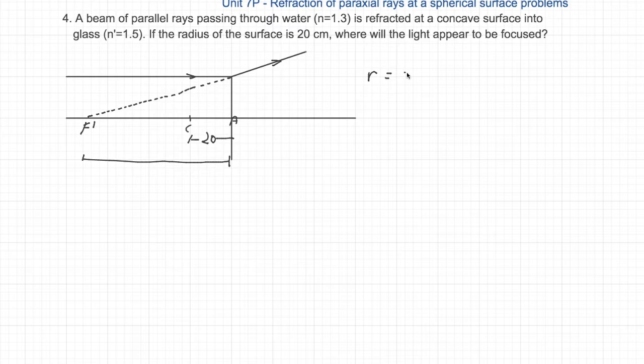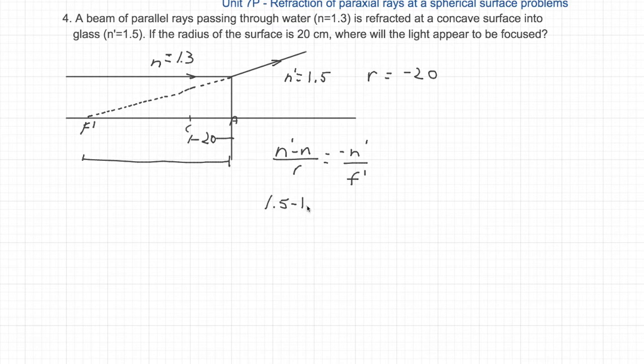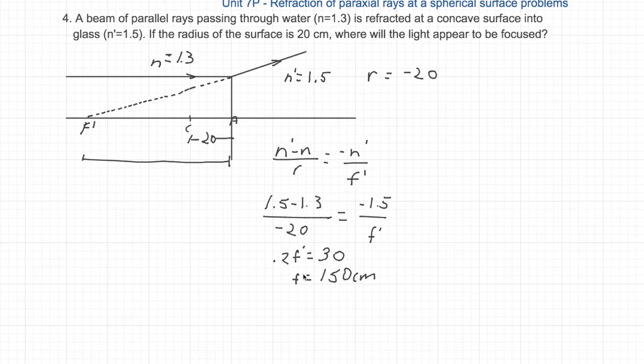So we have the radius is 20 because it's measured from A to C, a right to left direction, that's negative 20. N is 1.3, n prime is 1.5. We know that n prime minus n over R equals minus n prime over F prime. That's the formula we'll use. We plug in to find what F prime equals. Cross multiply. And we find that F prime equals 150 centimeters. And that's the distance from F prime to A, a positive number.